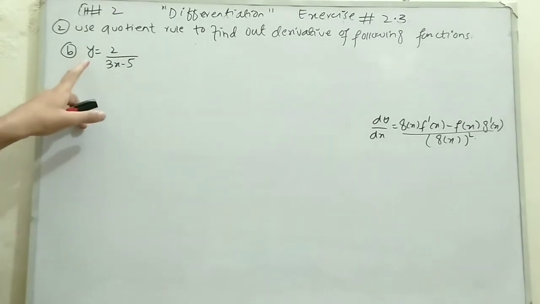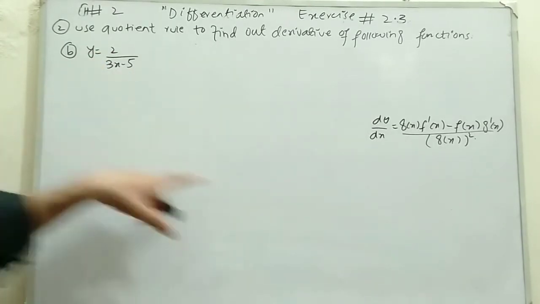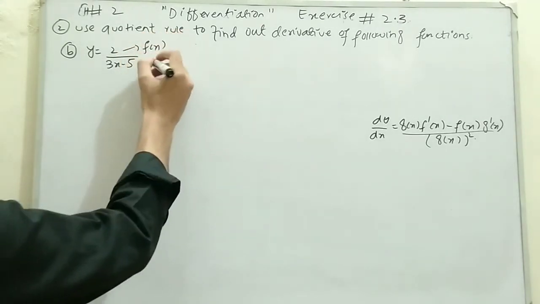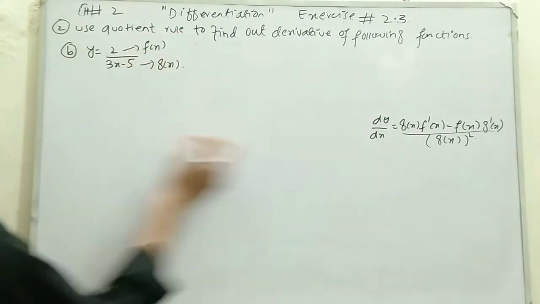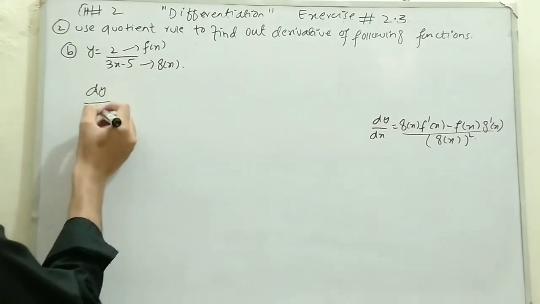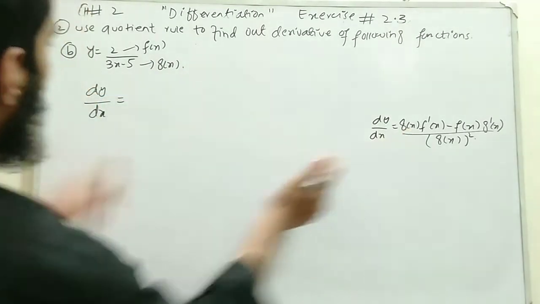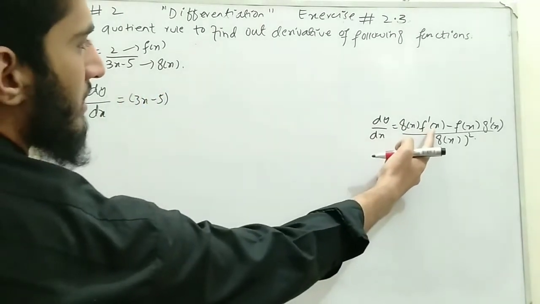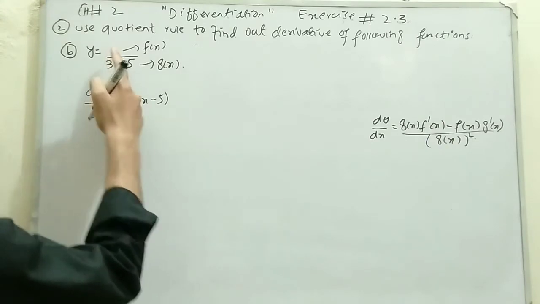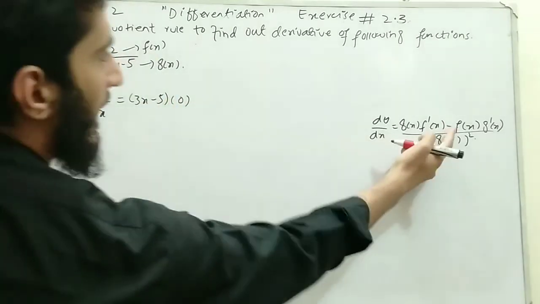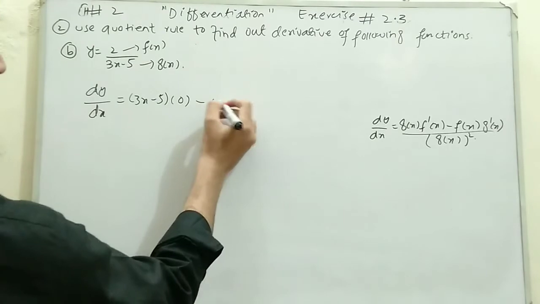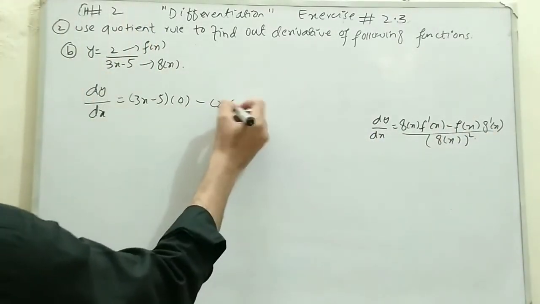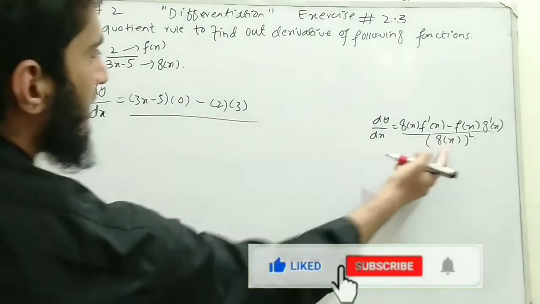It tells that the function given is y is equal to 2 divided by 3x minus 5. Using the same formula, let's suppose this is the first function f of x and this is the second function g of x. Using the formula, we get the required result. dy by dx will be equal to g of x. g of x is 3x minus 5, multiplied by f prime of x, meaning the derivative of the function f of x. The derivative of a constant 2 is 0. And minus f of x, which is 2, multiplied by the derivative of g of x. The derivative of 5 is 0 and the derivative of 3x is just 3. And divided by g of x whole square.